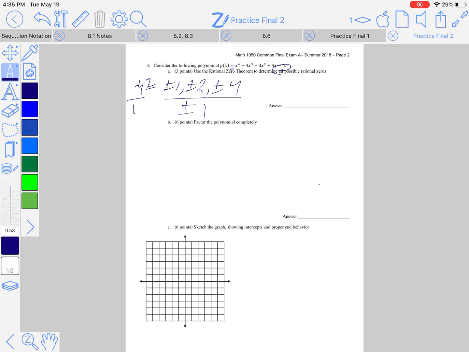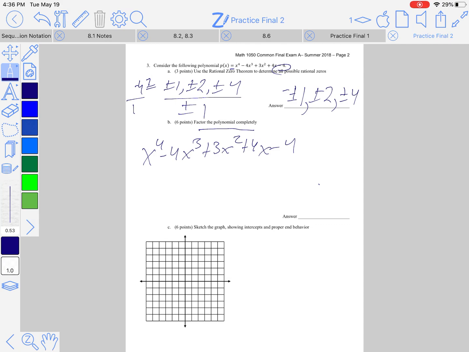Great news, when you divide these by plus or minus 1, it just comes out to be the same thing as what's up top. Plus or minus 1, plus or minus 2, plus or minus 4. Those are your list of all possible rational zeros. Now it says factor the polynomial completely. So I have x to the 4th minus 4x cubed plus 3x squared plus 4x minus 4. The only thing is I don't know how to factor this because there's 5 terms. So you got to go to synthetic division.